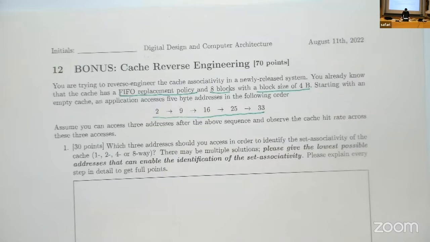And so the first question is, which 3 addresses should you access in order to identify the set associativity of the cache? The options are 1-way, 2-way, 4-way, or 8-way. We can have multiple solutions in this question, but we have asked for the lowest possible addresses that can enable the identification of set associativity. So the thing is, we need to provide the answer in detail. We need to give every step, and then that will fetch the full points.